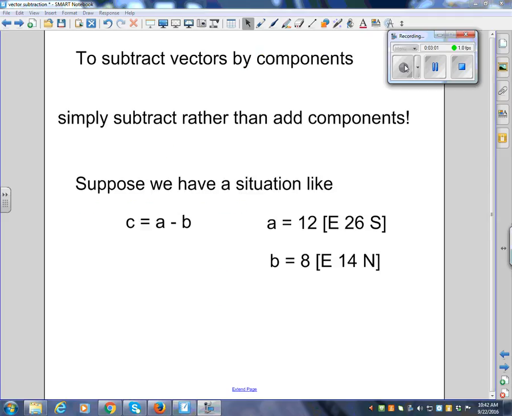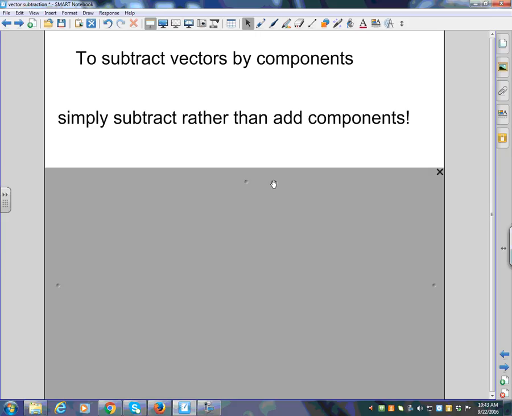So, to subtract vectors by components, what do we do? Key thing of the day: to subtract vectors by components, simply subtract rather than add.